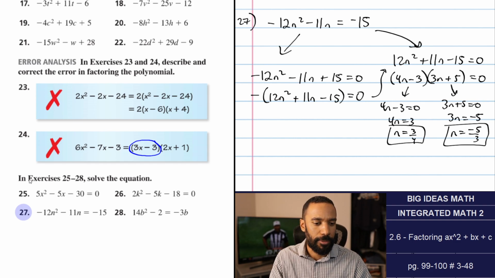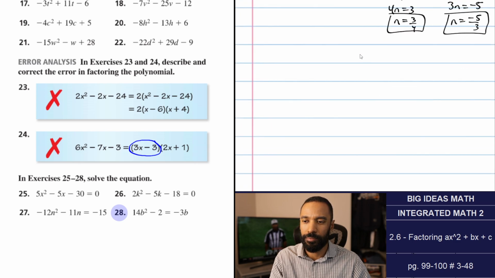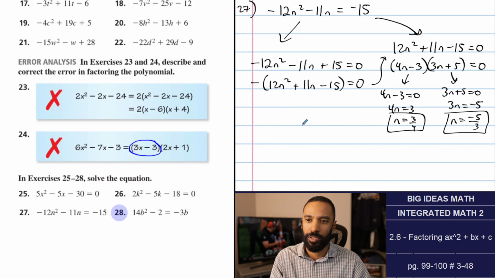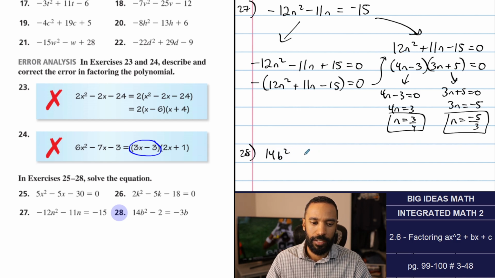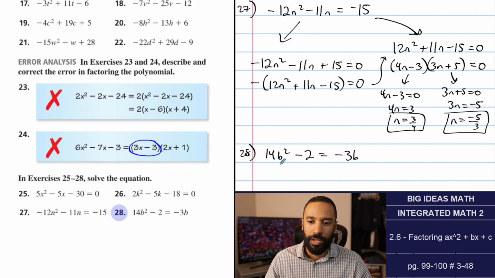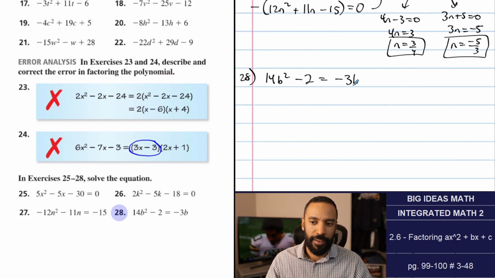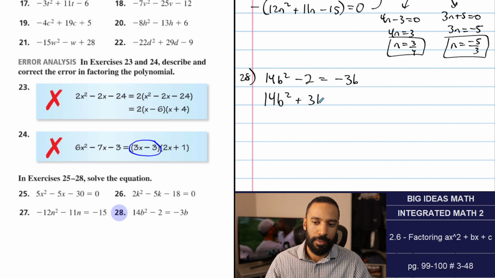Last one from this set, number 28, we have 14b squared minus 2 equals negative 3b. I'll keep that visible. 14b squared minus 2 equals negative 3b. Keeping my quadratic term positive, I'd like to add 3b to this side and get it in standard form. So this will be 14b squared plus 3b minus 2 equals 0.